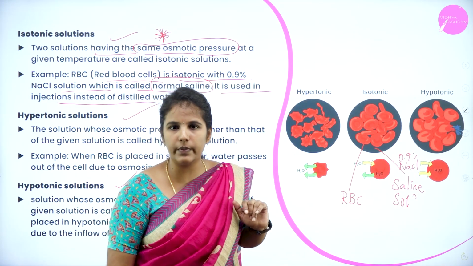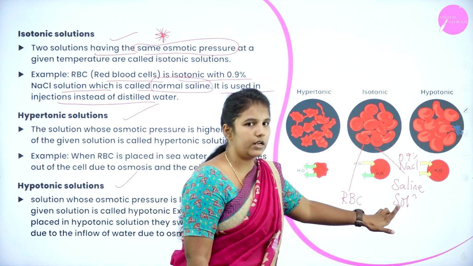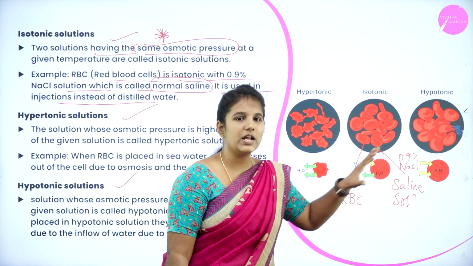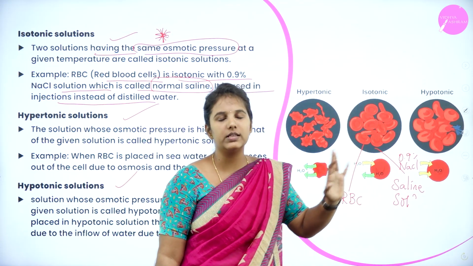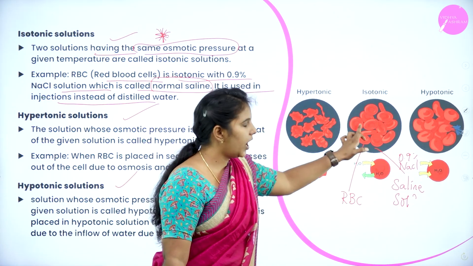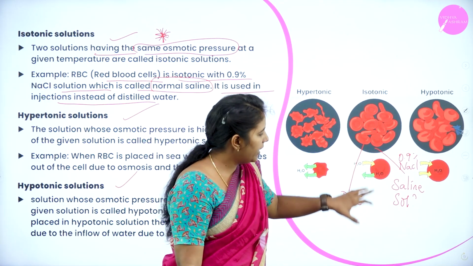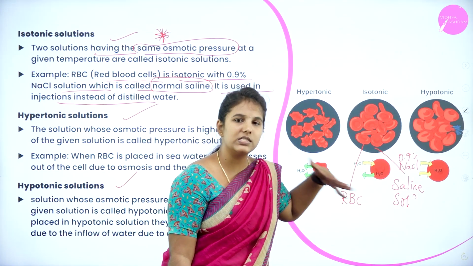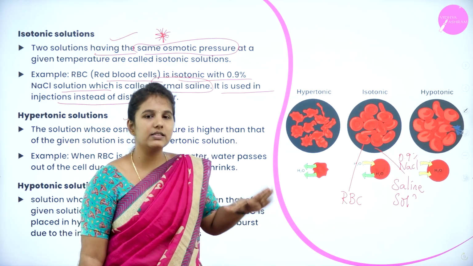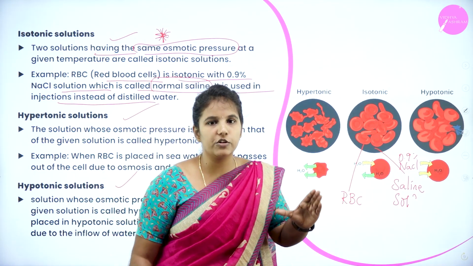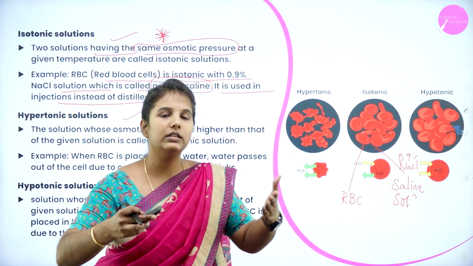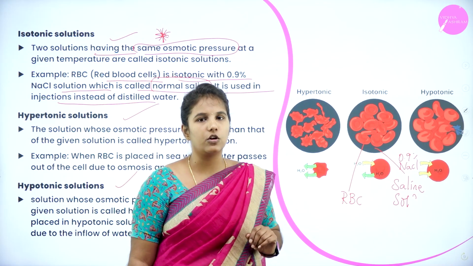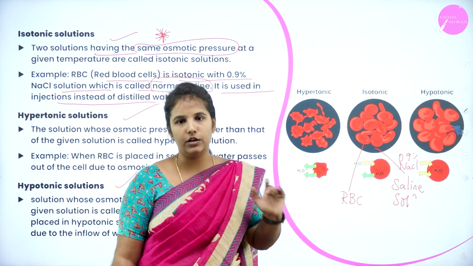Why will no osmosis take place? Because in these two solutions, remember, the osmotic pressure will be the same. Such solutions are called isotonic solutions. The pressure in the RBC, that is in the red blood cells, and the pressure in the saline solution, that is NaCl, are both the same. That is why in an isotonic solution the osmotic pressure will be almost equal, so no osmosis will be taking place.